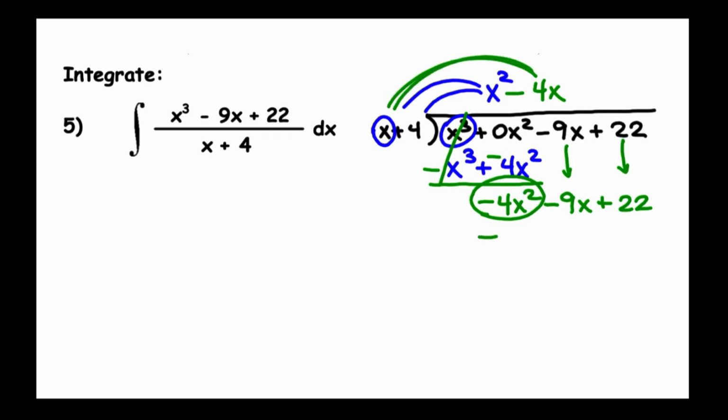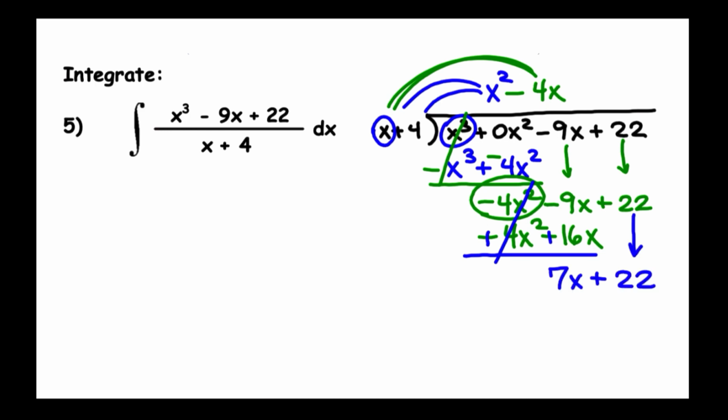That's going to be negative 4x squared for now, minus 16x. Draw the line, change both signs. And of course that's going to drop out, which is what we wanted. That's going to leave me with 7x plus 22. I could have just waited on that 22 and dropped it all the way down. It didn't really matter. I'm not looking at it anyway. I'm just going to look at the 7x.